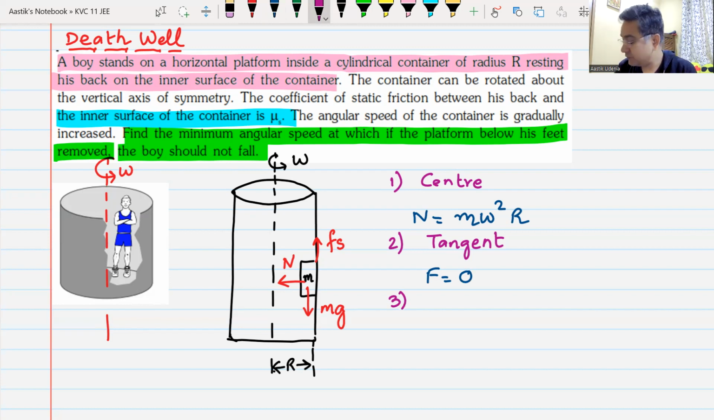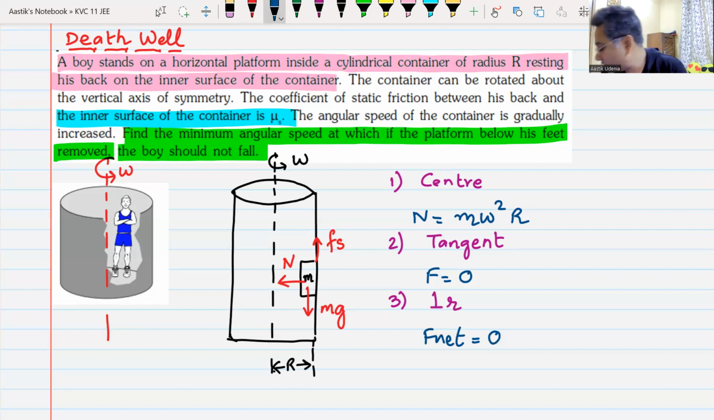Perpendicular. This is again moving in a horizontal circle. So I have to make equation in the perpendicular direction. In the perpendicular direction, F net has to be 0. What are the forces? They must equate. Can you tell me the equation in the perpendicular direction? Anyone? Fs is equal to mg. Now we are talking. Now let us move fast.